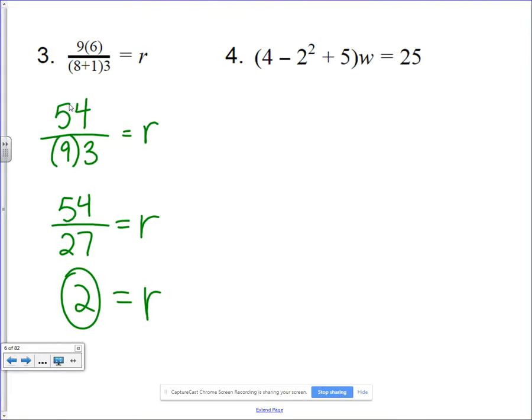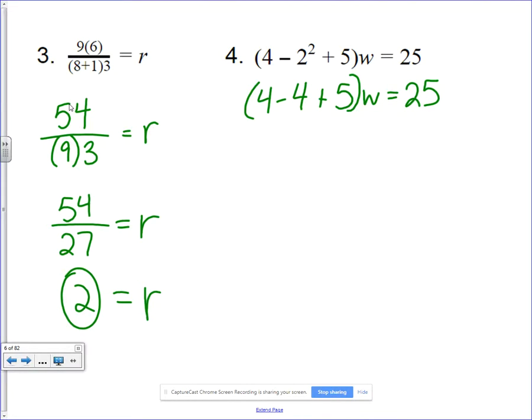All right, so now the w is not all by itself, is it? I'm just going to work everything out around it, and I'm going to see if I can figure out what it is. So what are you going to do first here? Exponent, what do you get? Okay. Now, all I have left in there is subtraction and addition, correct? So you're going to do it in the order in which you see it.